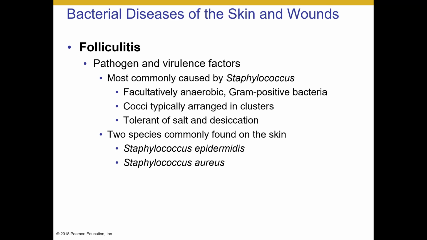Two common species found on human skin are Staphylococcus epidermidis and Staphylococcus aureus. S. epidermidis is usually harmless and part of the normal microbiome. S. aureus, however, is more virulent and can cause a variety of infections, especially if it enters deeper tissues. Understanding the difference between colonization and infection is critical here.